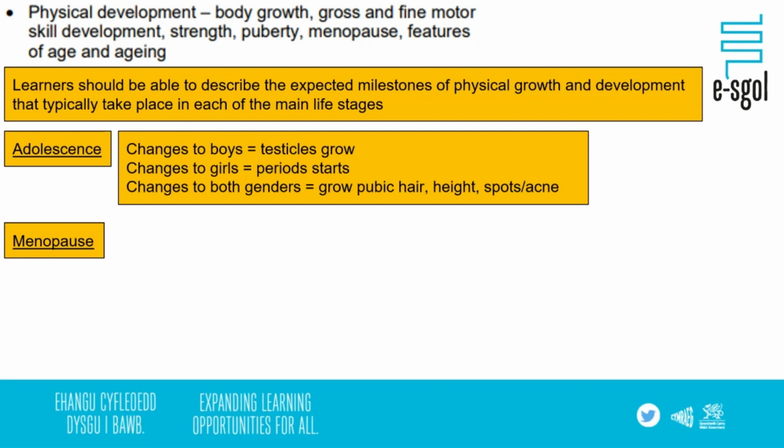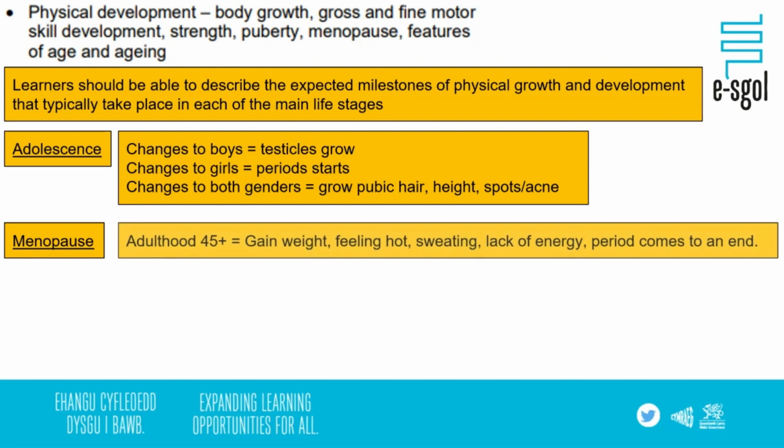Okay, I've given you one example then of obviously changes to boys and one example of changes to girls. There are several more, okay, but again I'm just trying to give you the basic information so you can go away and think, okay, what else happens to these individuals during adolescence? And then we move into menopause.